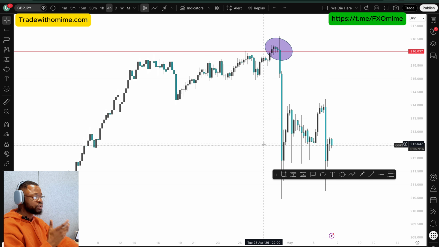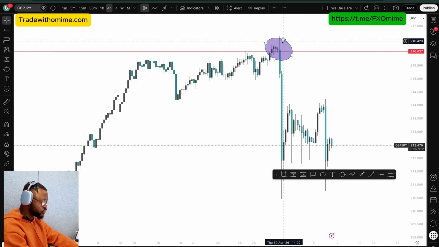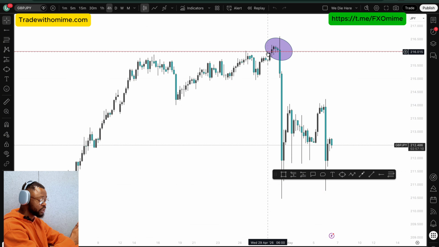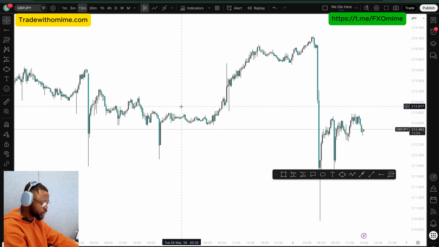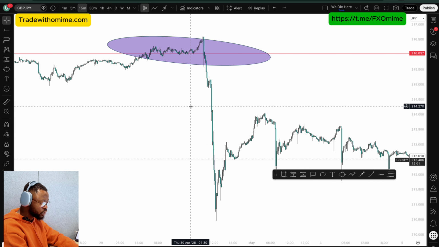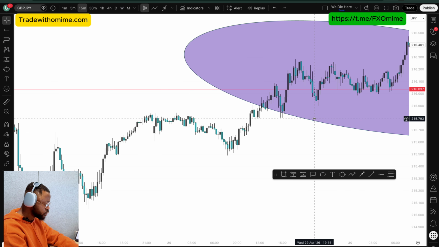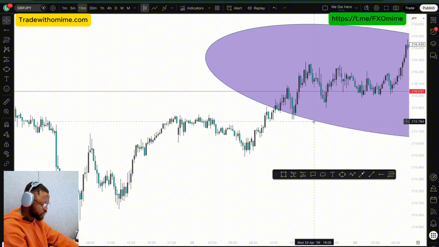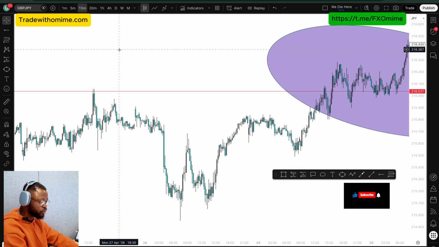But that doesn't mean you shouldn't take your trades, because whilst I knew about the higher time frame respecting this particular level, I was still buying on the M15. So I took a lot of buys in this particular area, and there were a lot of banger trades.